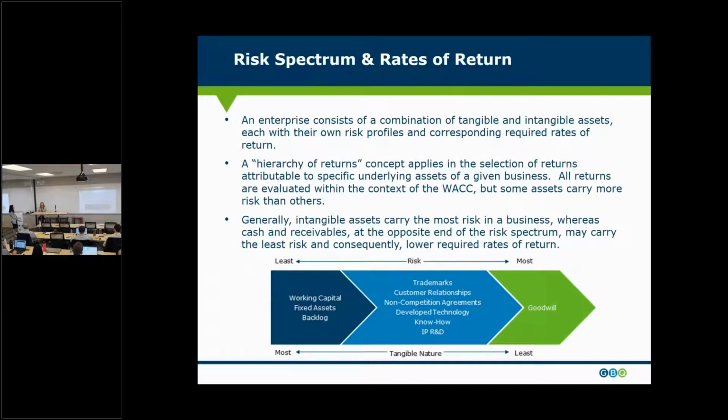So with all the acquired assets, they're all assigned a rate of return, which is related to their level of risk. Something like goodwill is going to be the least tangible. It's going to have the highest level of risk and require the highest rate of return. On the other end of the spectrum, you have something like accounts receivable, which is part of your debt-free working capital. That's most tangible. It's going to have the least risk and the lowest rate of return. And you'll look at all these returns in context of the WACC.